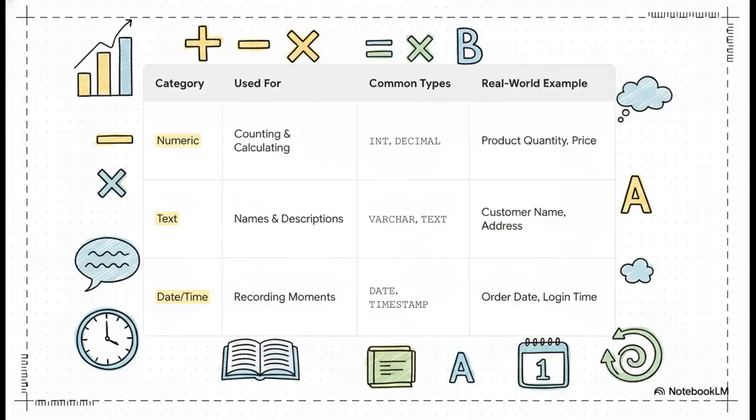So let's pull everything together into one final blueprint. Think of this as your cheat sheet. We have our three main categories: numeric for all the math, text for all the words, and date/time for all the moments. This right here is your guide to building a solid, well-organized database.